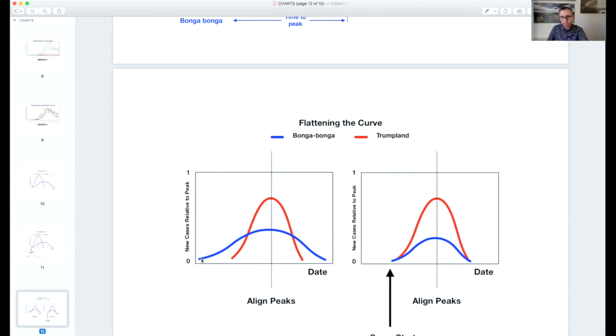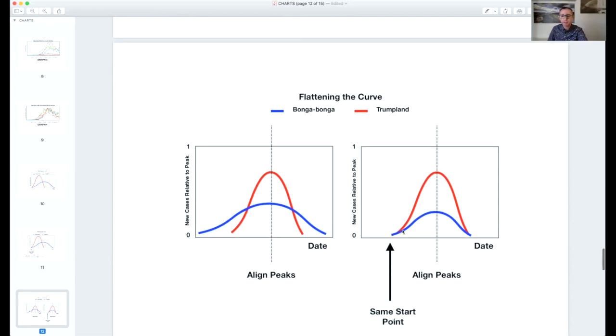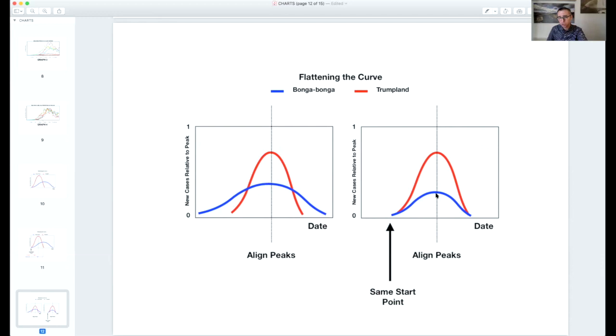So if they hadn't flattened the curve in Bonga Bonga land, their peak would be somewhere here where my cursor is. But actually their peak, because of what I've done with the graph, is positioned to be the same as the red curve. So actually they did flatten the curve, because there's a longer period of time between the start of their data and the peak compared to the start of the Trumpland data and its peak. Conversely, if Bonga Bonga land hadn't flattened the curve, it's just that their curve was smaller.